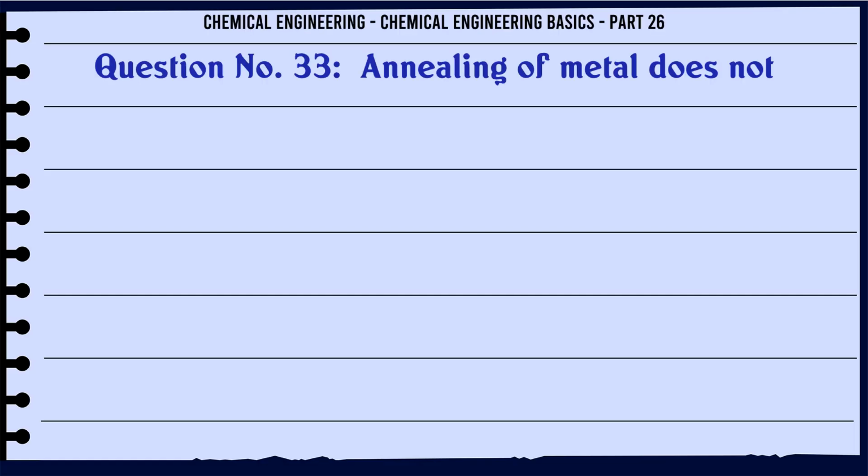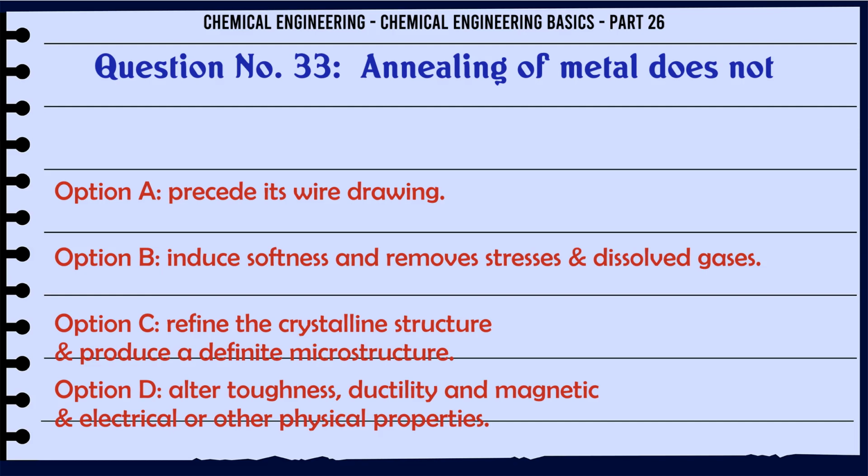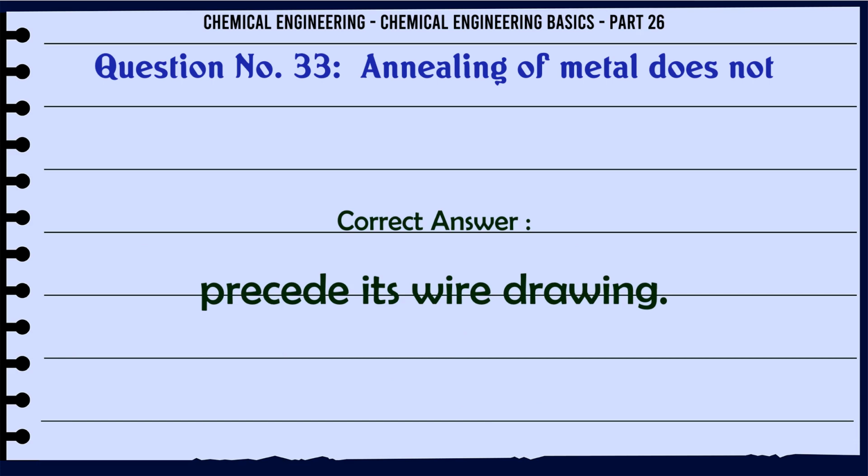Annealing of metal does not A. Precede its wire drawing. B. Induce softness and remove stresses, dissolved gases. C. Refine the crystalline structure, produce a definite microstructure. D. Alter toughness, ductility, and magnetic, electrical or other physical properties. The correct answer is precede its wire drawing.